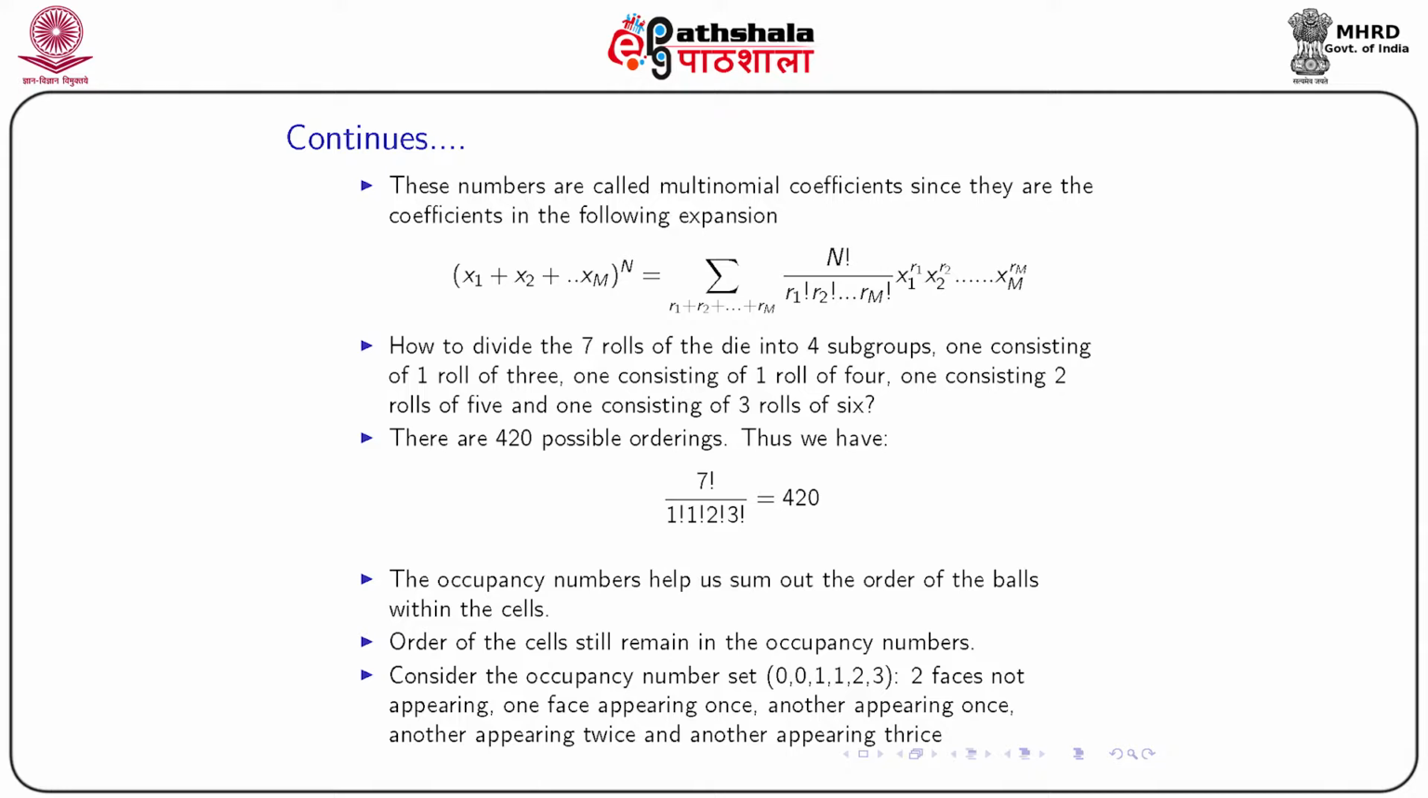The occupancy numbers help us sum out the order of the balls within the cells, and the order of the cells still remains in the occupancy numbers. So consider the occupancy number set 0, 0, 1, 1, 2, 3. Why is this so? In the whole example, 2 faces are not appearing, one face appears once, another appears once, another appears twice, and another appears thrice.